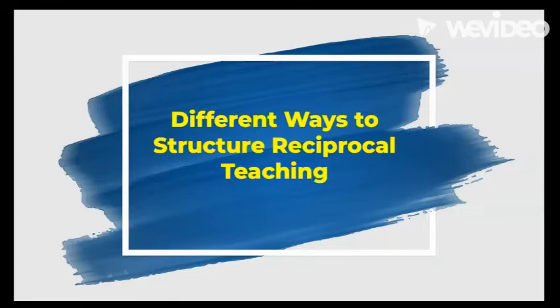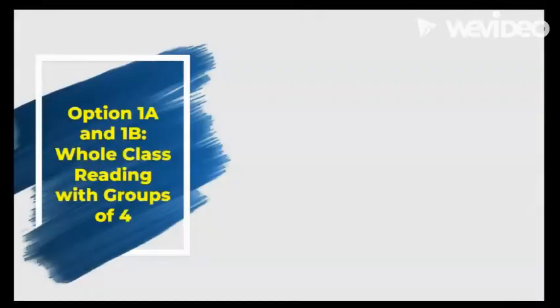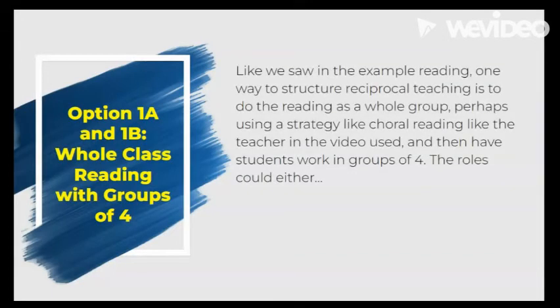So let's talk about 4 different ways that we could possibly structure reciprocal teaching in our classrooms, knowing that there are probably even more ways than just these 4. So the first 2 varieties involve doing a whole class reading, like what we saw in the example video. In the example video, the teacher was doing the reading as a choral reading, and then she had students working in groups of 4.